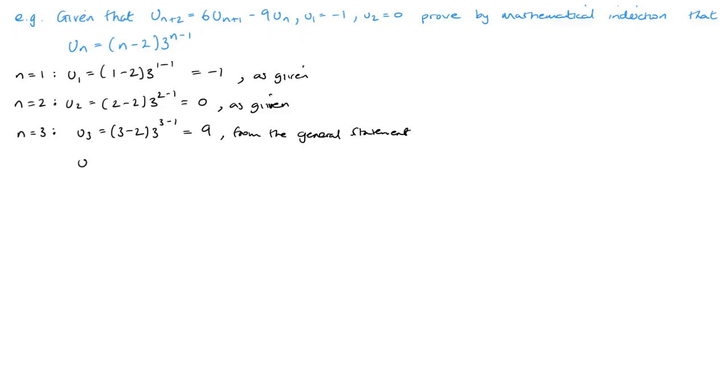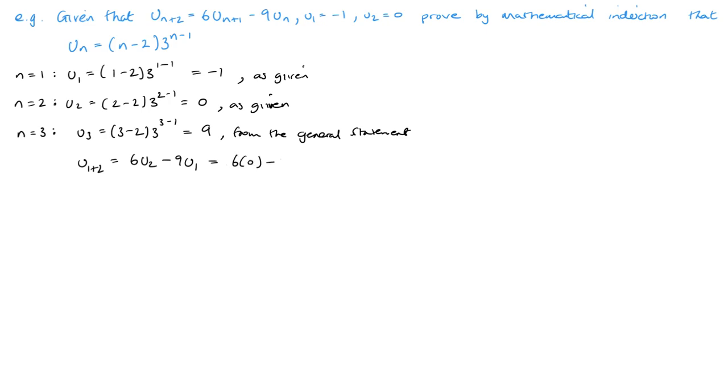Now next we do it from the recurrence relation. So u3, it's u of n plus 2 when n is 1 really, because 1 plus 2. So that is 6u of 2 minus 9 times u of 1. So it's 6 times minus 1 minus 9 times 0. No, sorry, done that the wrong way around. Let me rub that out. u2 is 0, isn't it?